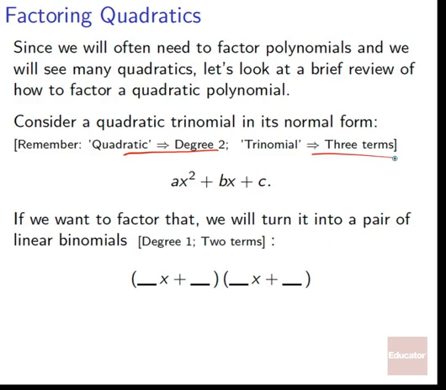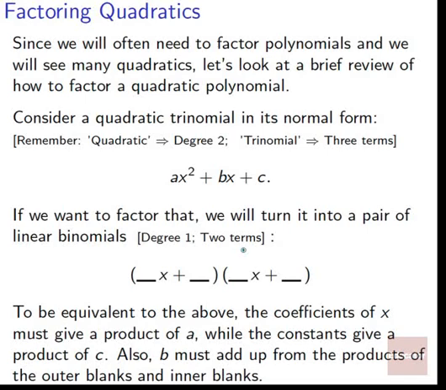If we want to factor that, we will turn it into a pair of linear binomials, right? Degree 1 and 2 terms, linear and binomial. So we'd want to break this into blank x plus blank times blank x plus blank. Great. To be equivalent to the above, the coefficients of x must give a product of a, right? So a has to come out with the red dot here times the red dot here. And the constants have to give a product of c. So the blue dot here times the blue dot here has to come out to be c. Also, b has to add up from the products of the outer blanks and the inner blanks.